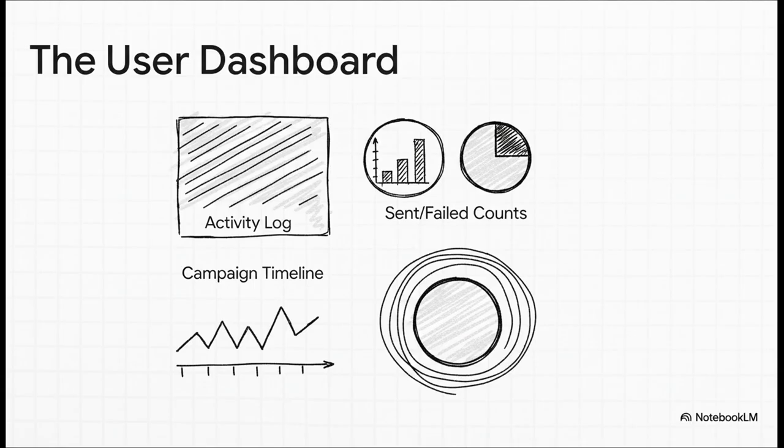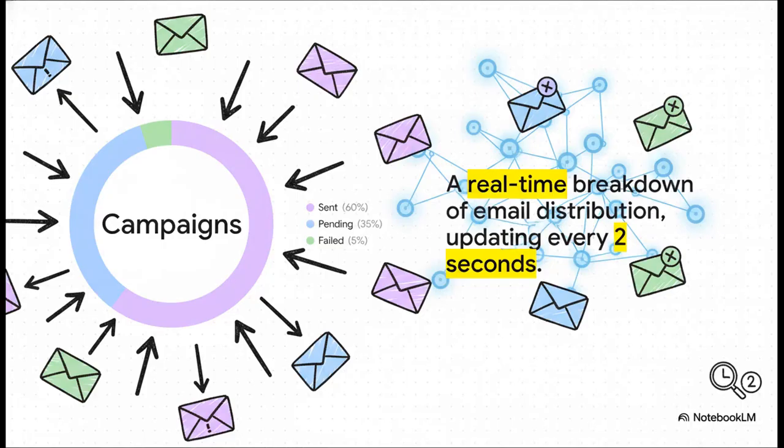Super responsive. Now, if you dig into a specific campaign, you get even more detailed analytics. Take this donut chart, for instance. It gives you a really clear visual breakdown of the campaign status. Sent, pending, or failed. And get this, the whole thing updates every 2 seconds. That's near instant insight into what's going on.